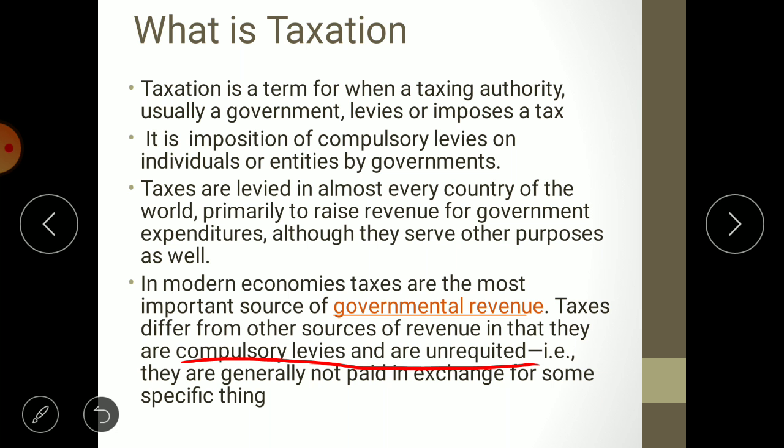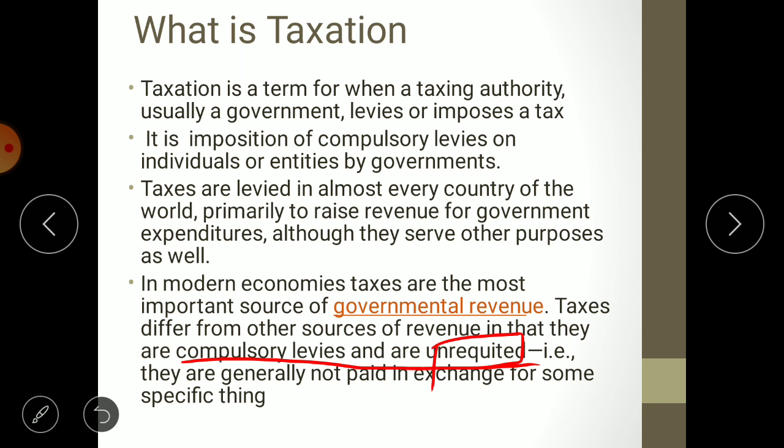And tax is compulsory whereas other sources are voluntary. Tax you need to pay compulsorily. There is no other way out. You cannot evade the tax. People are generally evading, but it is unethical, it is illegal. But if we talk about other sources, if you don't want to pay the license fee, better you don't issue it, yes or no? So it is voluntary payment, whereas tax is a compulsory payment.